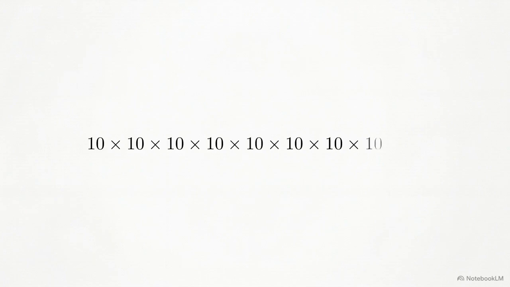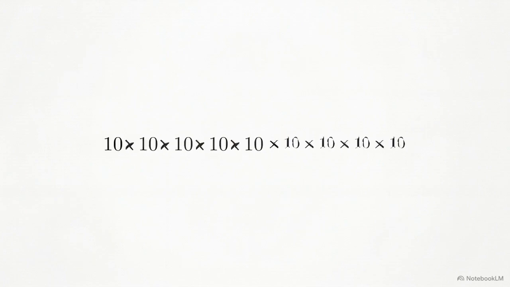Mathematicians use a shortcut. Instead of writing 10 multiplied by itself 9 times, we write a 10 with a small 9 above it. The 10 is our base, the number being multiplied. The 9 is our exponent, which tells us exactly how many times to multiply that base by itself.